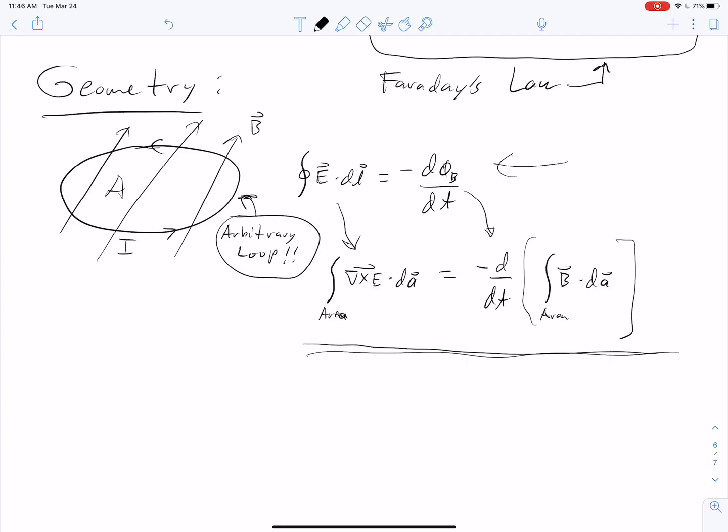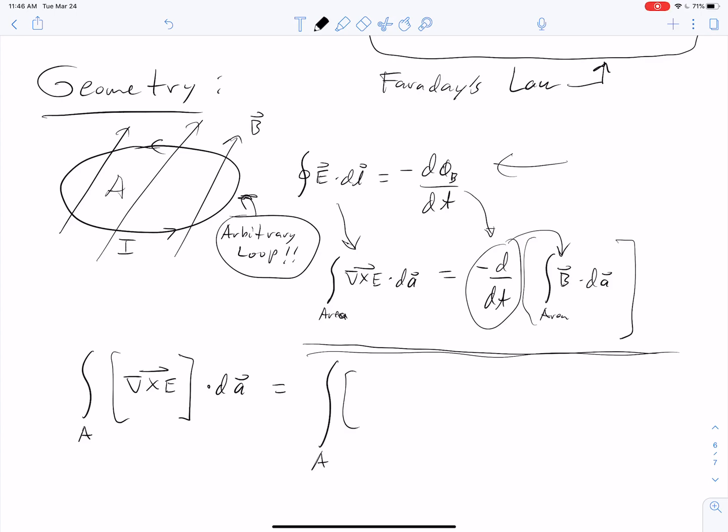And then what I can do is I can bring that derivative into the integral. And so then I can see that I have the integral over the area of that loop of this quantity, del cross E dot dA. And I can see that that is equal to the integral over the area of my loop of this quantity, negative d dt of B dot dA.